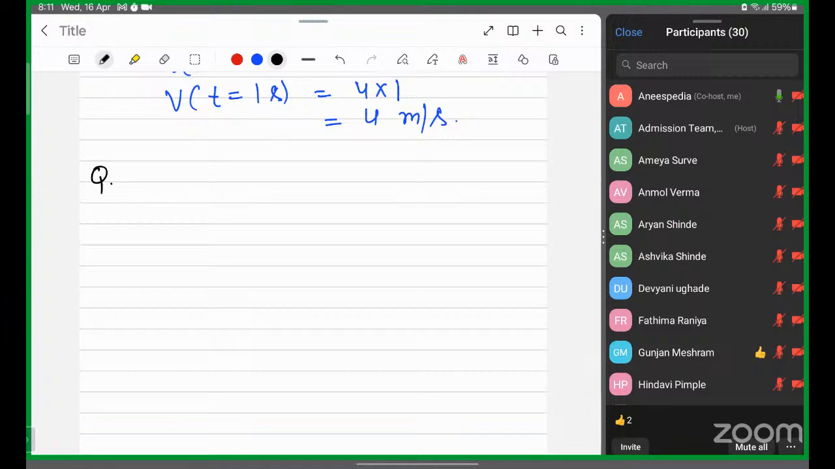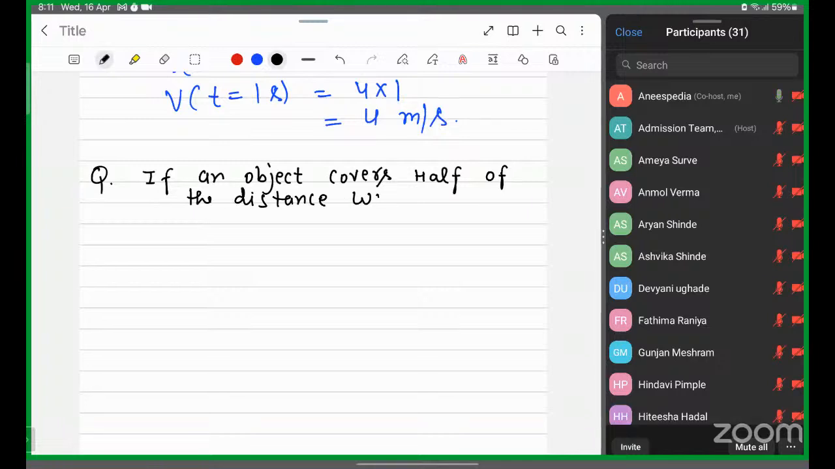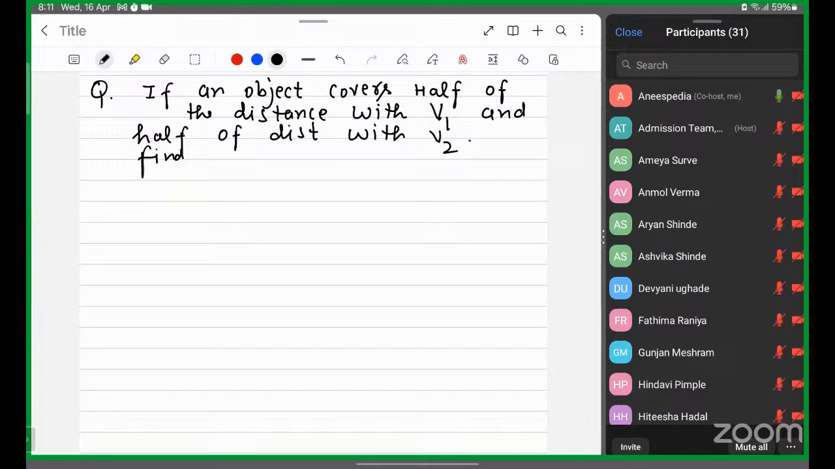Another question is: if an object covers half of the distance with velocity v1 and half of the distance with v2, then find the average speed of the object.